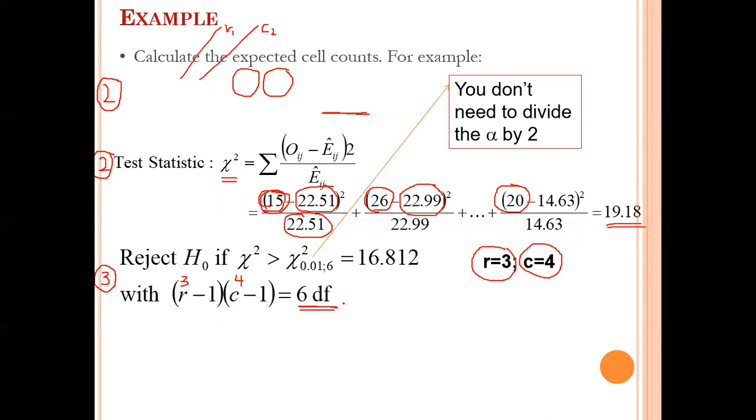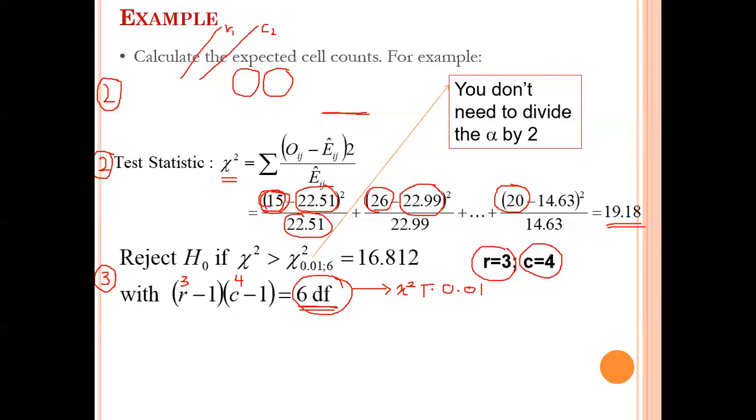Now you can refer to the chi-square table after you get the degree of freedom. Based on this example, they want you to test the significance level at alpha 1%, that is 0.01. So you refer to the chi-square table, and you must look at the alpha value 0.01, because they want you to test the significance level at 0.01.